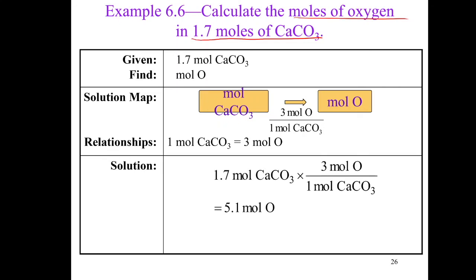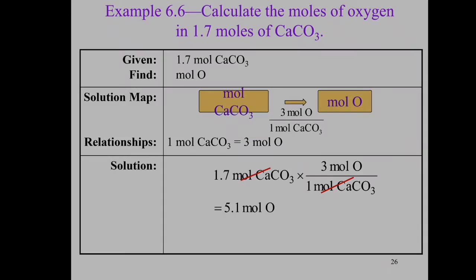So we're going to need our mole ratio. It's a little different than what we've been seeing. We start with what they give us, 1.7 moles of calcium carbonate. We need 3 moles of oxygen for every 1 mole of calcium carbonate. Do the math and you get 5.1 moles of O. Everything else just cancels out.